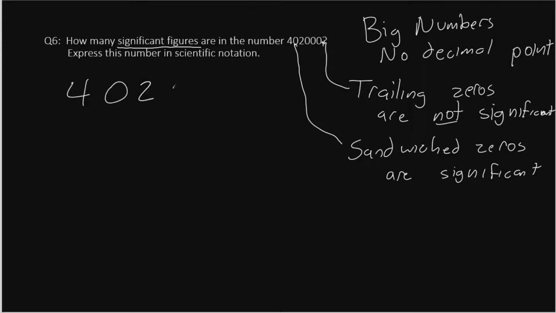So if we write the number down, 402000, the numbers I'm boxing in red are the trailing zeros. And they are not significant. They don't count toward your significant figures. However, all of the numbers that come before it, including the zero in the middle, are going to be significant. Therefore, the numbers in green are significant, and the numbers I've boxed in red are not significant. So how many significant figures would be in this number? You have 3 significant figures.